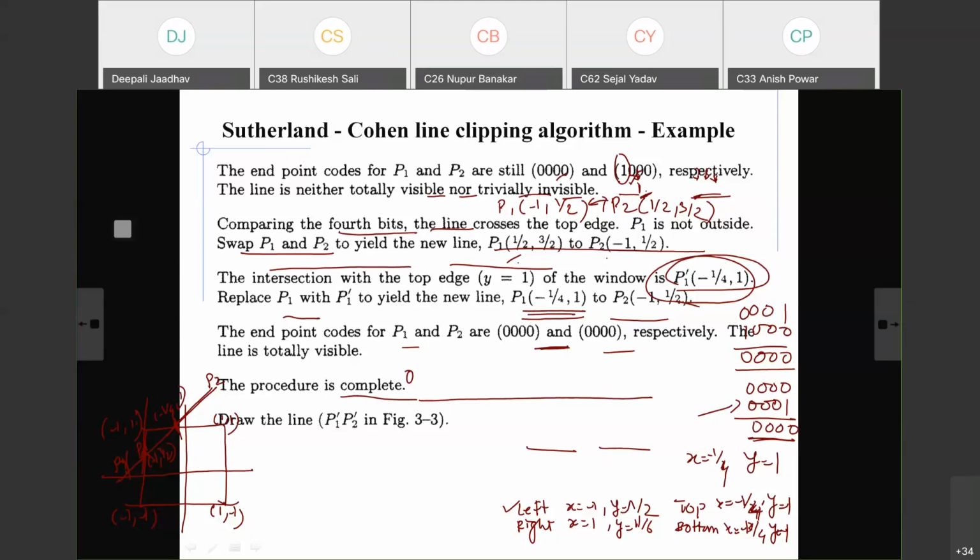After this, the endpoint code becomes 0, 0, 0, 0. This is our line now. All the endpoints are inside, and that's why it is 0, 0, 0, 0, and the line is now totally visible. And the procedure is complete here. So the last intersection, in this way we will get this line. So this is one example I have shown here for the line clipping algorithm.